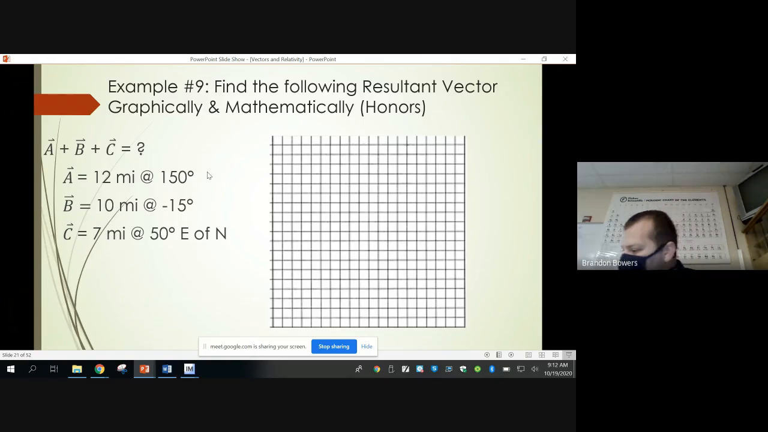Did we do example number 9? I know I skipped a few problems. Let's do example number 9 here. It's all addition. You might need out your protractors, your handy dandy safety protractor. Hopefully everybody still has theirs.